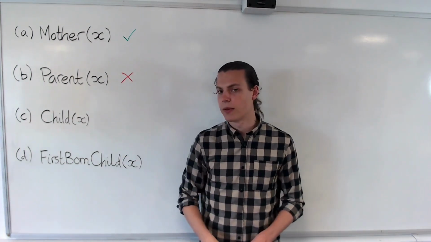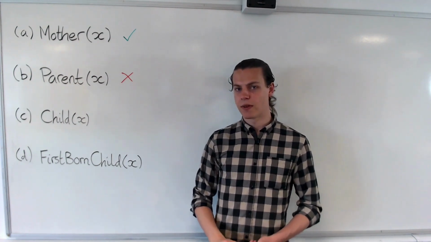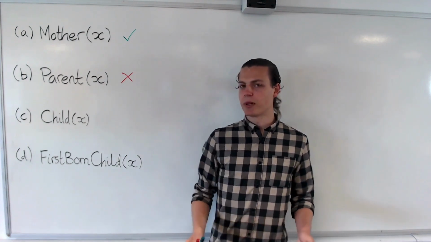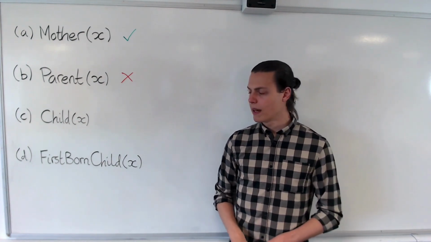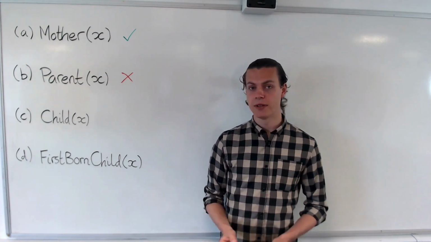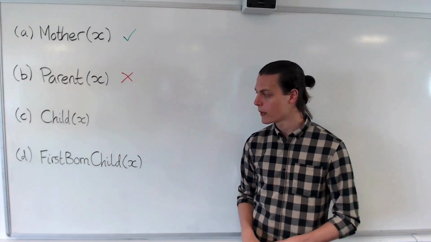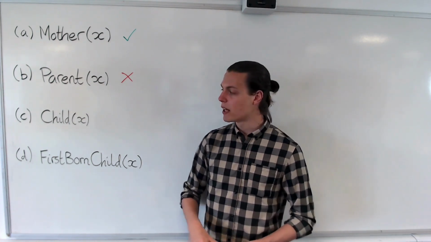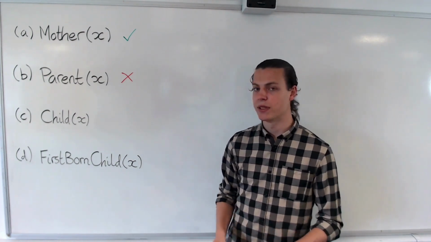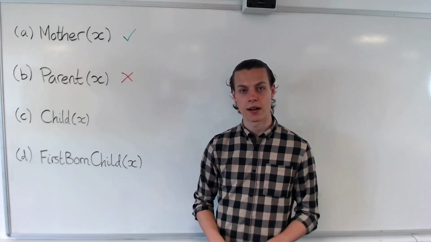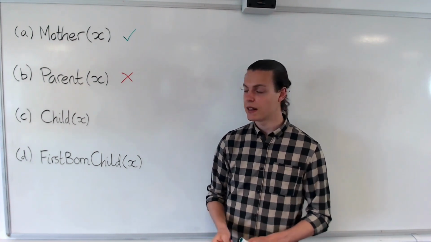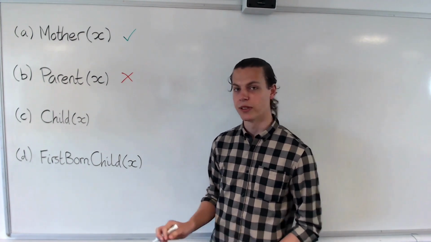In C, we have child of X, which represents the child of person X. Now, some people don't have any children, and so some elements of the domain will not be mapped to any element in the codomain. And also some people have multiple children. And so some elements of the domain will be mapped to multiple distinct elements in the codomain. Now, both of these are reasons why this is not a function from the set of humans to itself.